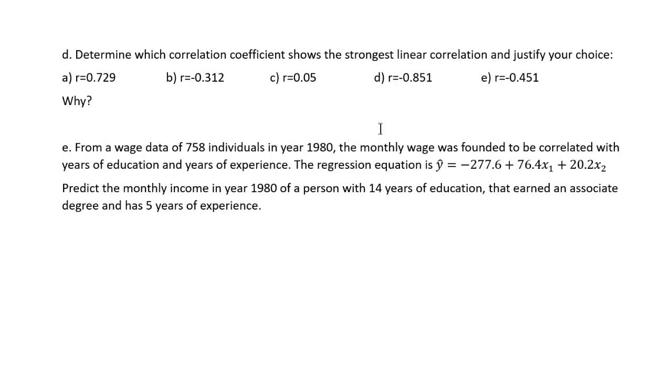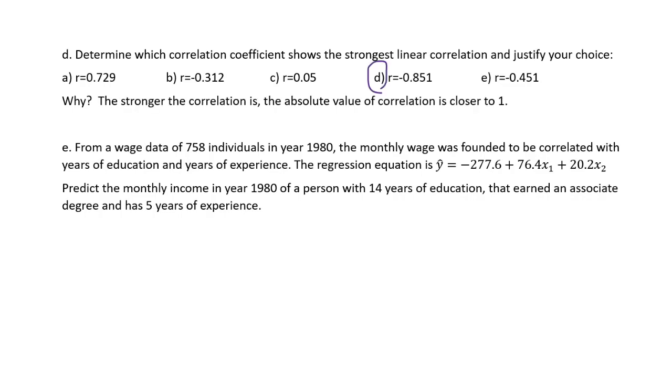Okay, now determine which correlation coefficient shows the strongest linear correlation and justify your choice. And the highest number here is 0.729, but the negative 0.851 is even closer to -1. So I would go with D, and the reason is the stronger the correlation is, the absolute value of the correlation is close to 1. So the absolute value of negative 0.851 is 0.851. That's bigger than 0.729. So this one has stronger correlation.